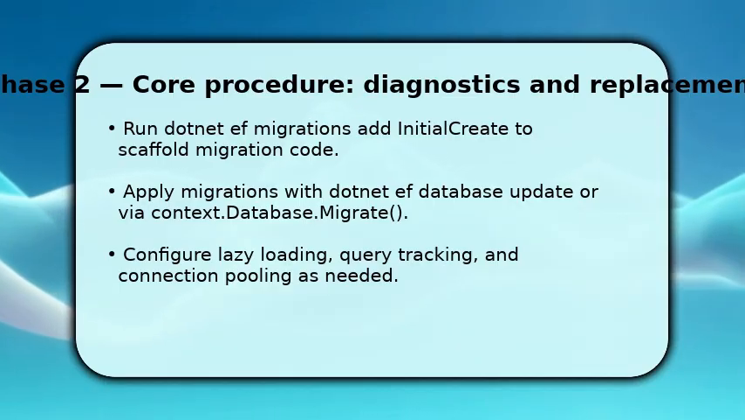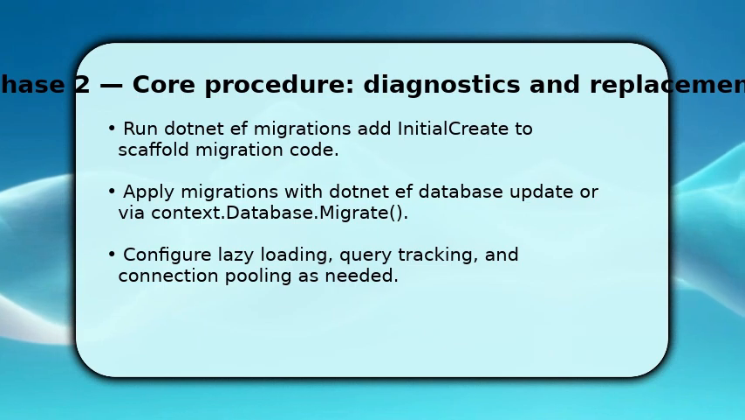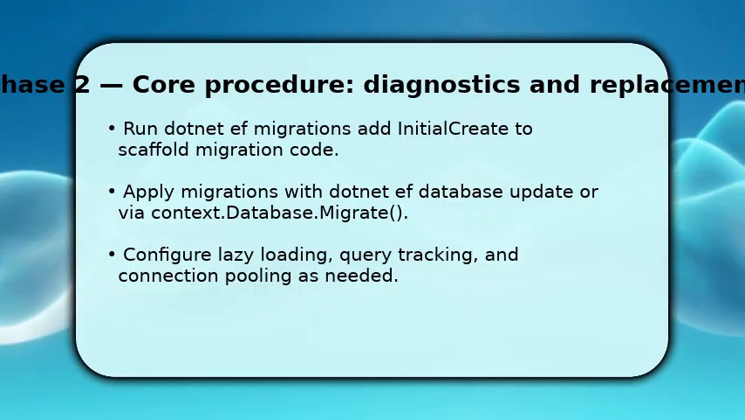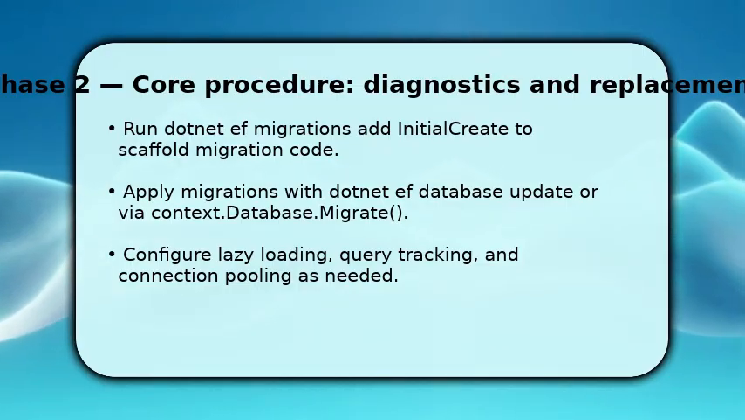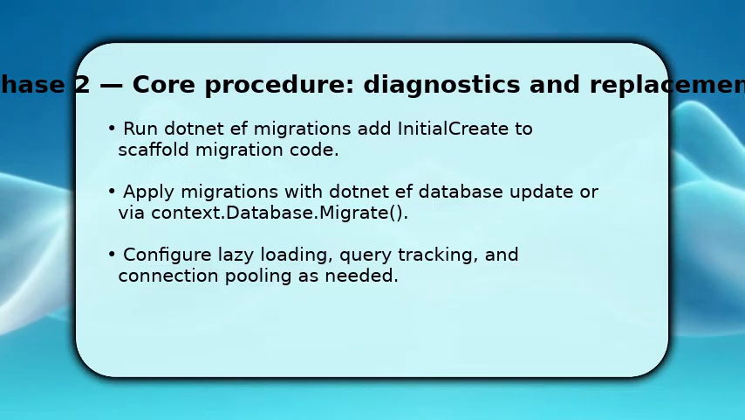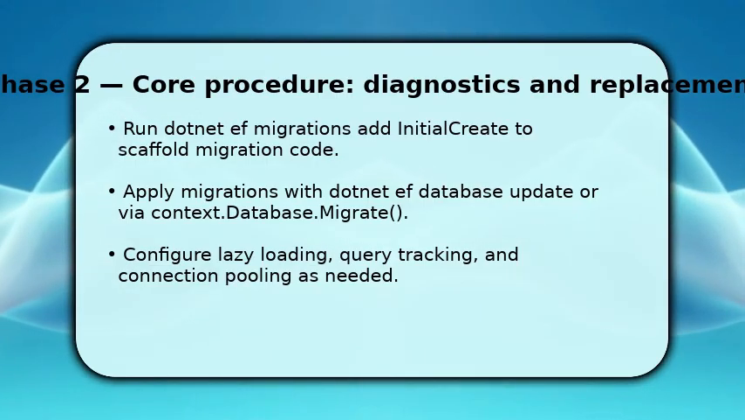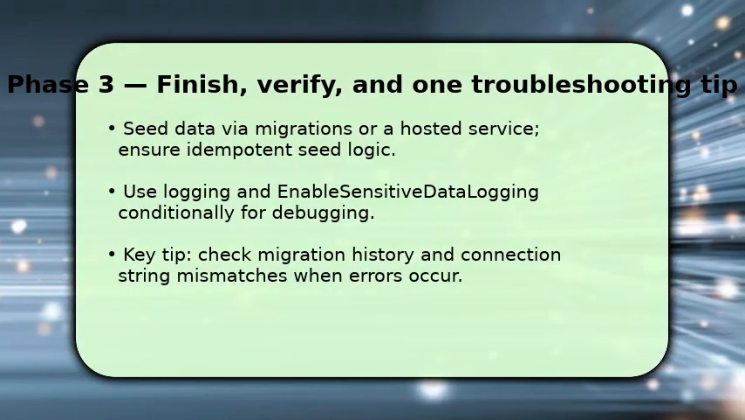Configure options like lazy loading, AsNoTracking for read queries, and connection pooling to optimize performance. Once configured, write repository or service methods that use DbContext lifetimes correctly, scoped per request. This is finished by seeding data, securing settings, and validating runtime behavior. This closes the feature loop.